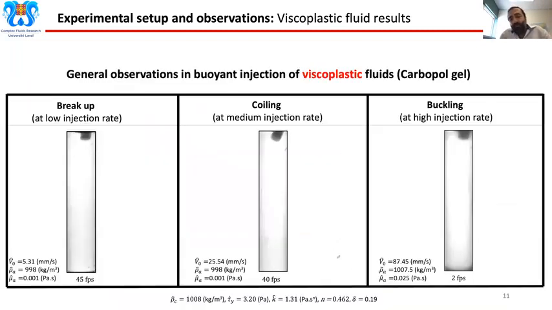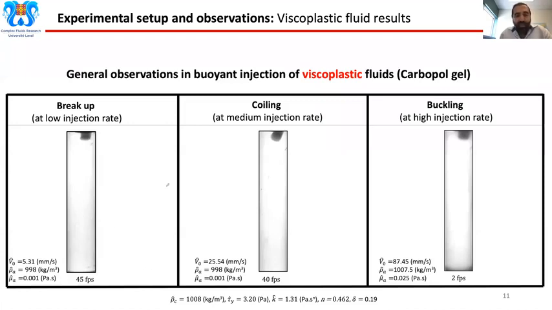In the case of non-Newtonian fluids, everything changes, as I will explain in this slide. For simplicity, throughout the presentation, we will fix the inclination angle to vertical. And for these movies that I'm going to show, we're going to fix the falling height as well. So we have observed three different flow regimes based on the injection rate. At low injection rate, we have observed the breakup regime. At medium injection rate, we have observed a coiling regime, and a buckling regime at a higher injection rate.